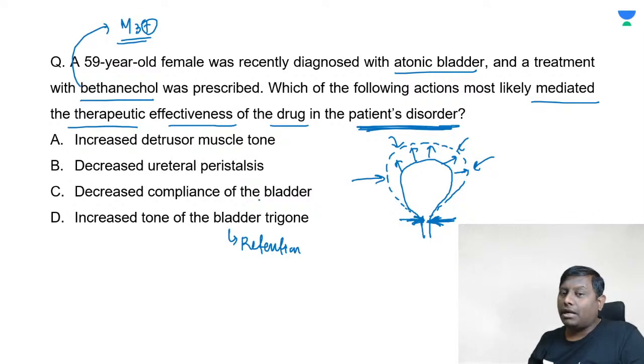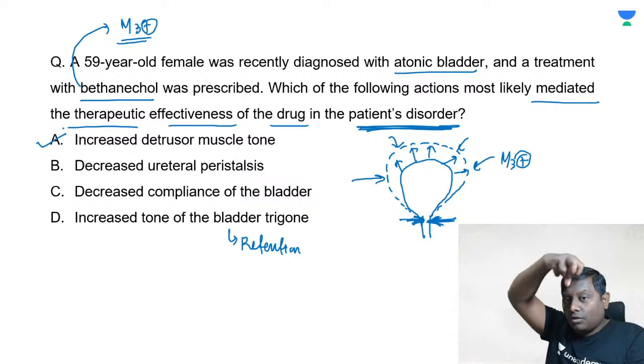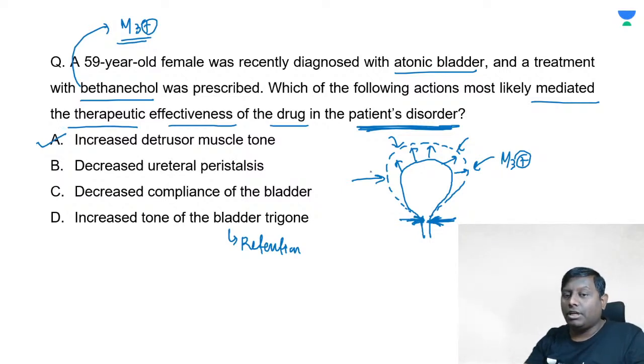Decreased compliance of the bladder: if the compliance of the bladder decreases, again there will be retention. Decreased peristalsis, I mean ureter. Right now we are talking at the level of the bladder, and this is telling ureter, decreased ureteral peristalsis. M3 agonists will always have an agonistic effect over the detrusor muscle. They are going to increase the tone of the detrusor muscle so that the urine outflow could be improved. Are you following me here? A is the correct answer.